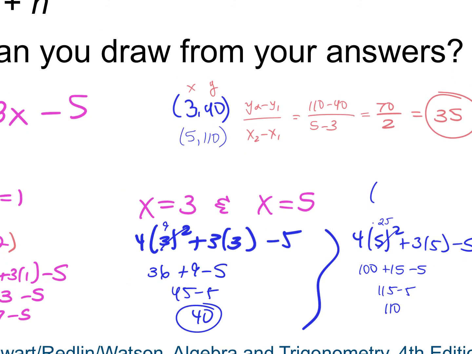Do you see how, on the same function, between -2 and +1, and then between 3 and 5, the average rate of change was very different? Between the first two points, it was -1. Between here, it was +35. Big difference.